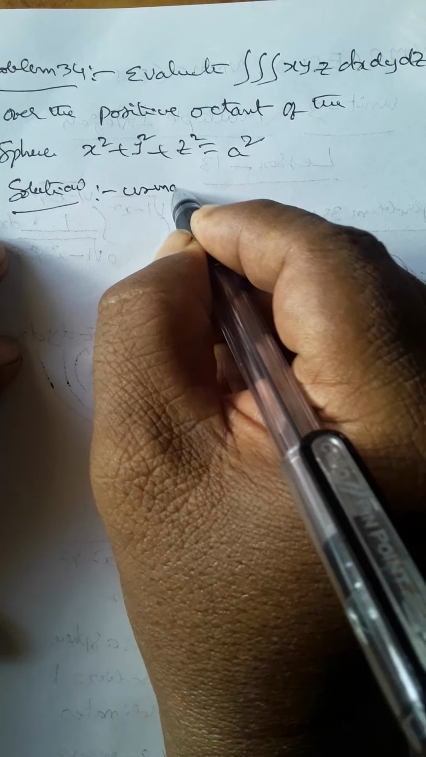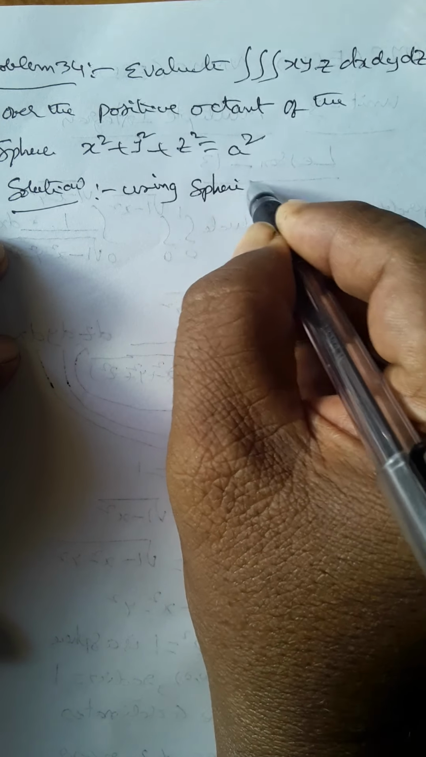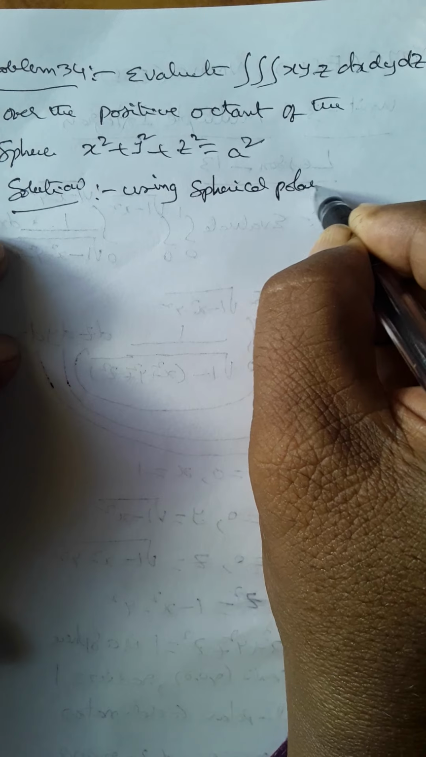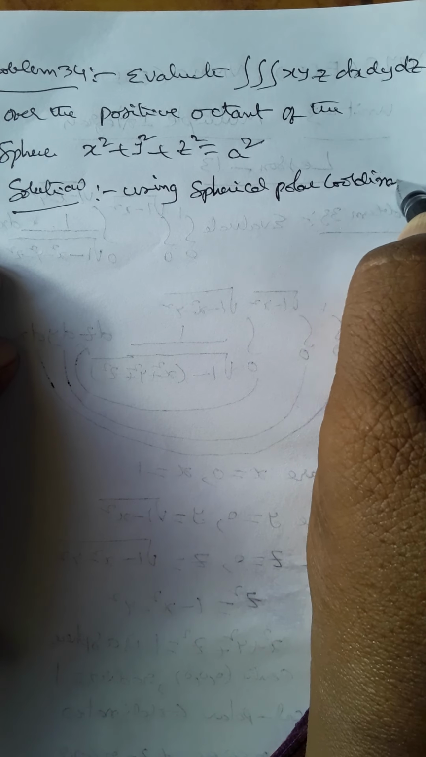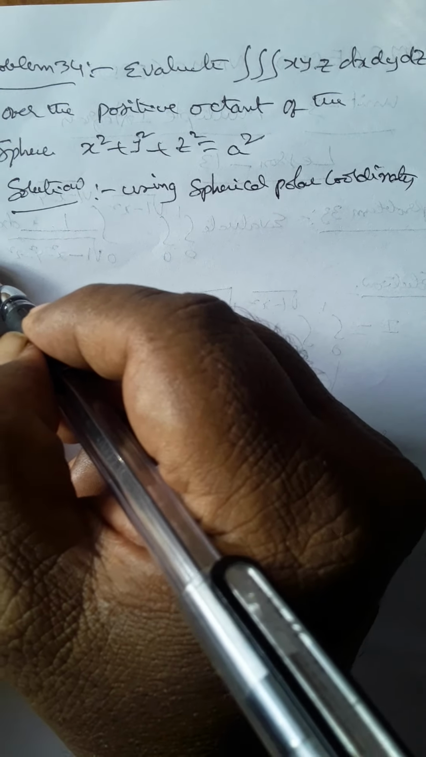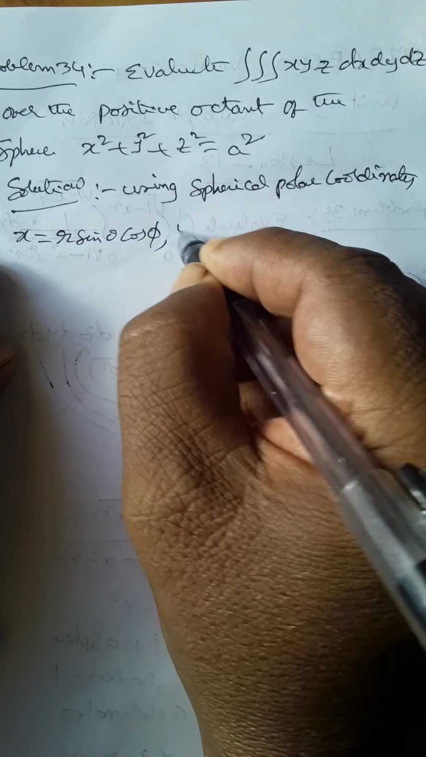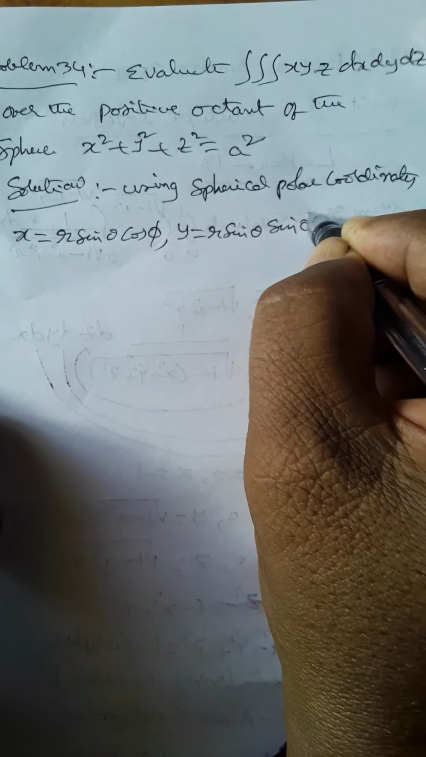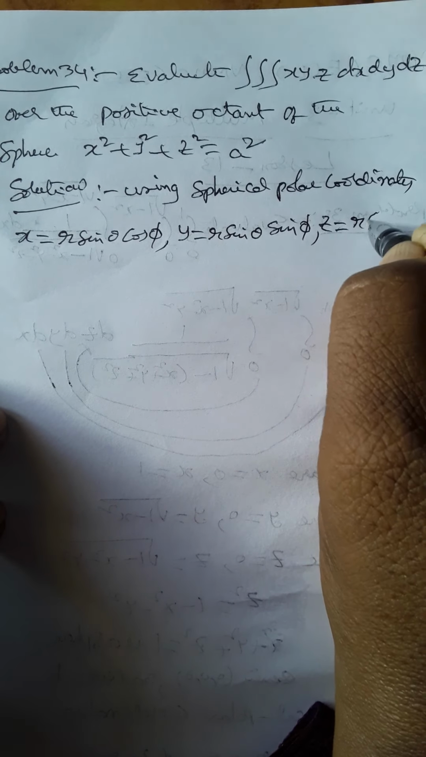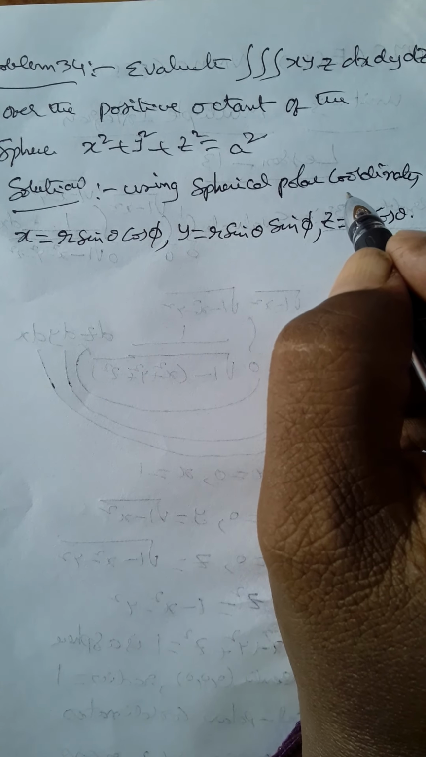Solution. Clearly the given one is a sphere, so using spherical polar coordinates, x is equal to r sin theta cos phi, y is equal to r sin theta sin phi, z is equal to r cos theta.